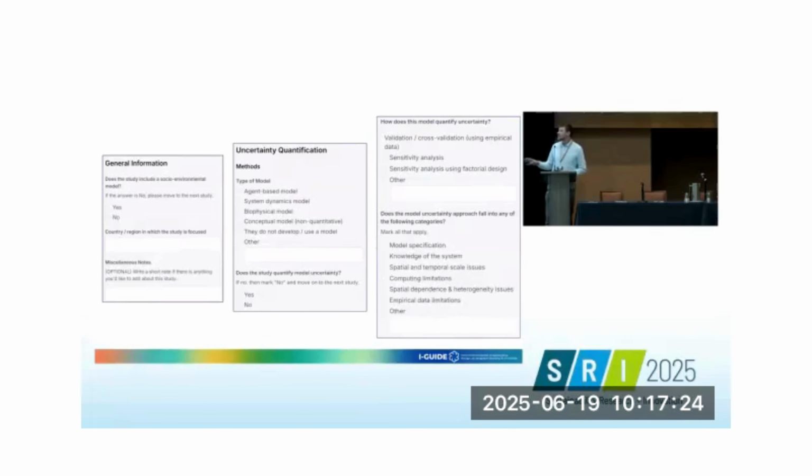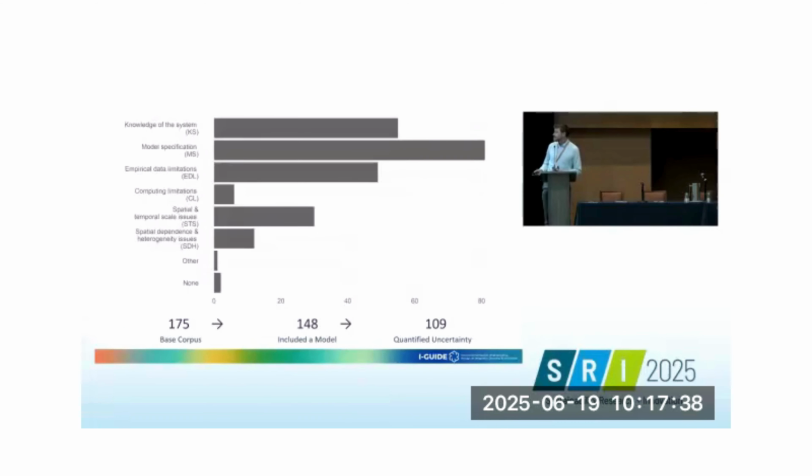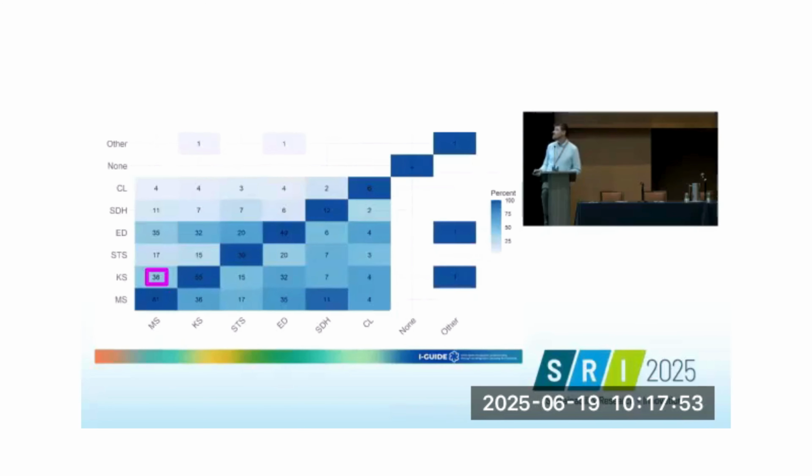And so each person would answer these questions about each study. Does it include a model? How do they quantify their uncertainty? And does that model uncertainty approach fall into any of the categories that we mentioned? So getting into some of those results, from that 175, only 109 of those quantified their uncertainty in some way. We saw that typically people are focusing on their model choices and model specification, and often computing limitations were not addressed.